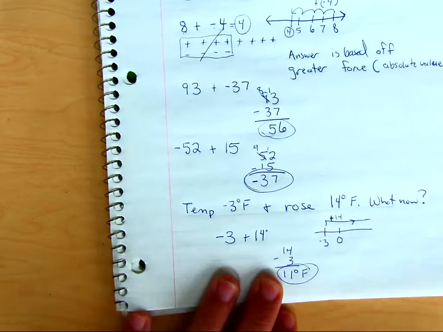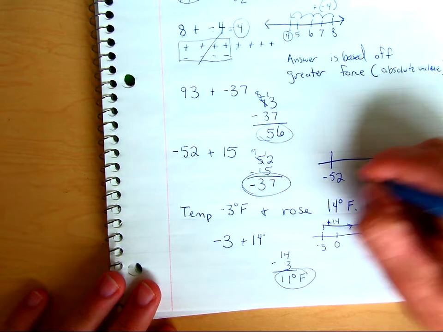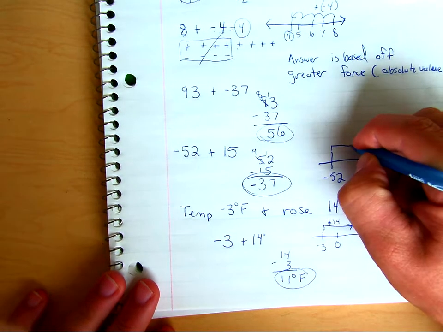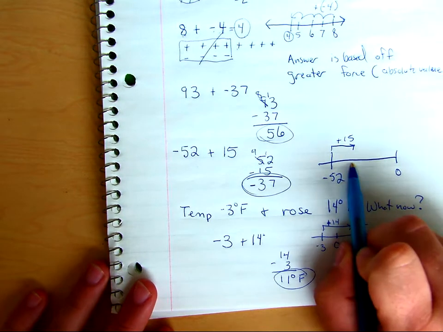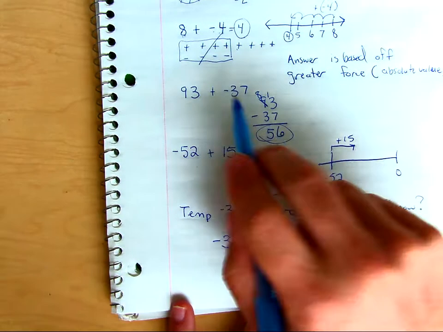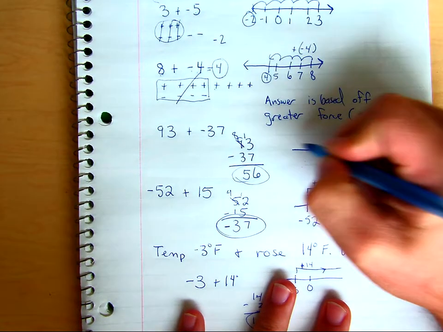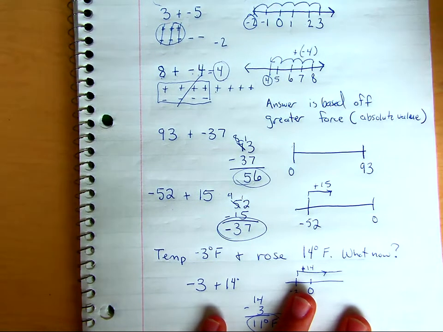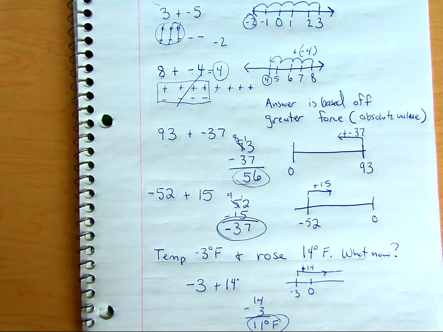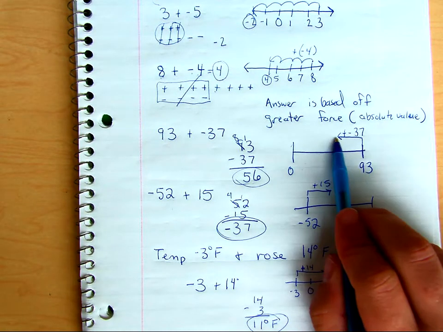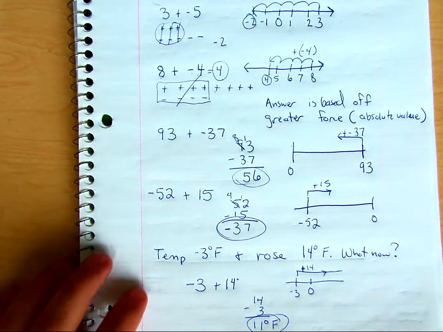If I go back to this one, just thinking about it, I'm at negative 52, 0 somewhere over here. I'm only going 15 spaces. So I'm going to be somewhere in the negatives. Here I was at 93, 0 somewhere over here. I'm going to go in this direction plus a negative 37, right? So if I'm adding a negative, I'm going to the left, but I don't get to 0 because I'm not moving 93 spaces. That's kind of a way to think about it and helping you out there.